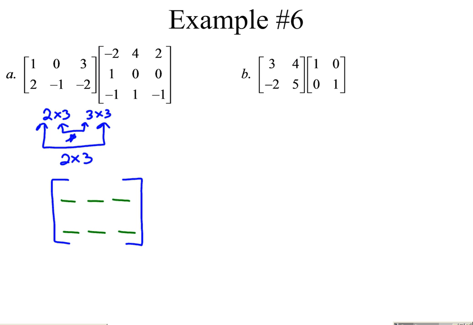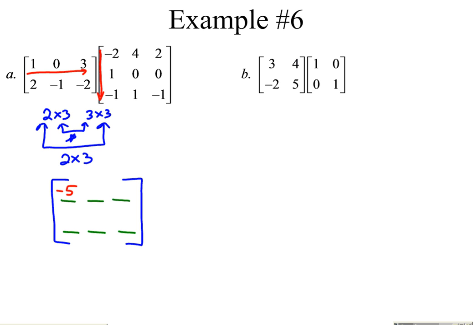3 columns, 2 rows. First entry, row 1, column 1. Start at the beginning of each. Negative 2 plus 0 minus 3. Negative 2 minus 3 is negative 5.